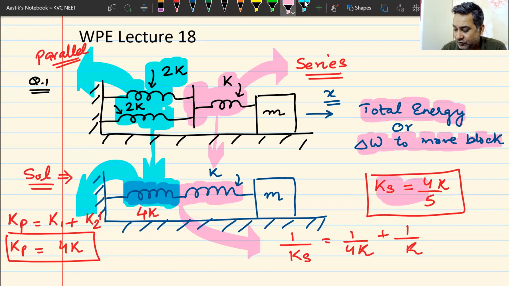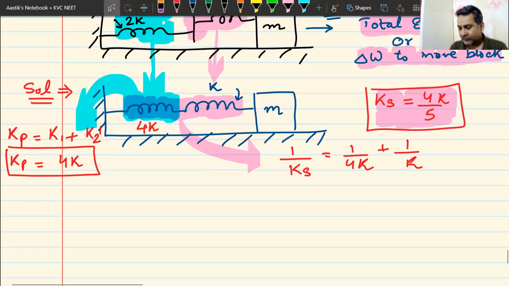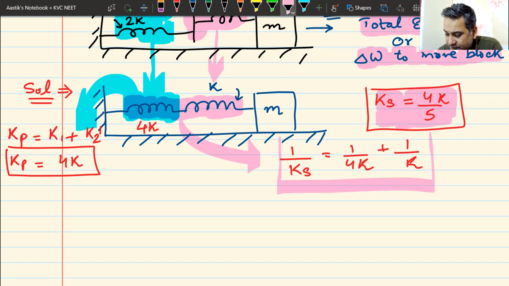Now remember, I will give you a small shortcut, and I hope you can see this shortcut. If you have only two springs in series, instead of using this formula, 1 by Ks is equal to 1 by K1 plus 1 by K2, I can solve this and write this formula in another fashion.